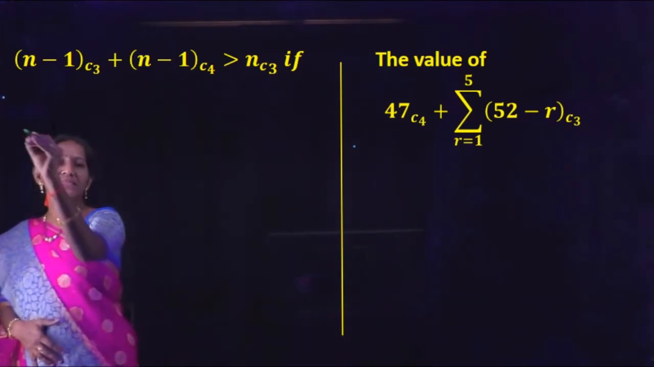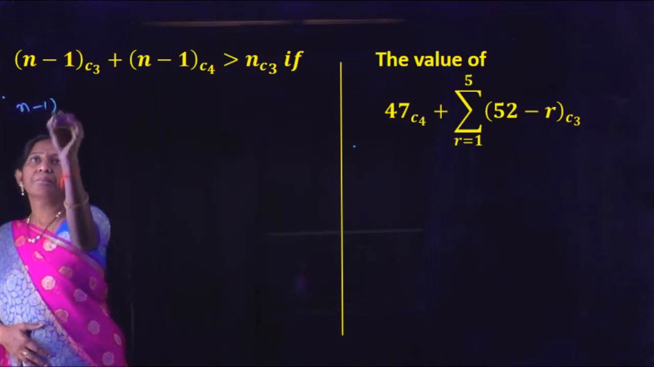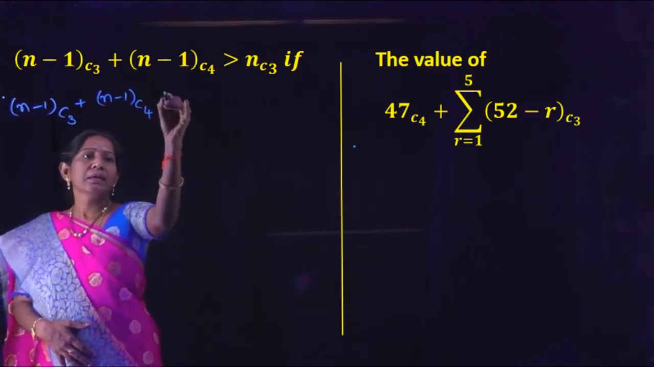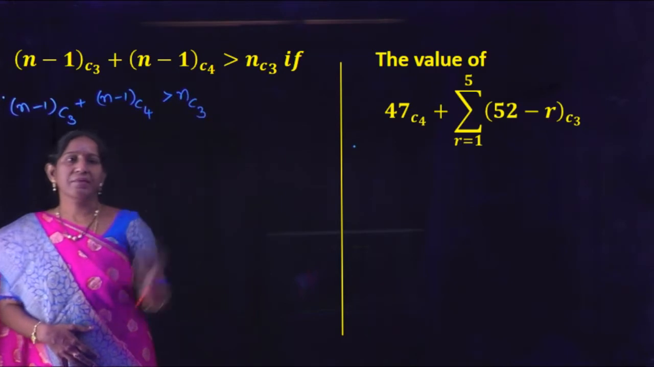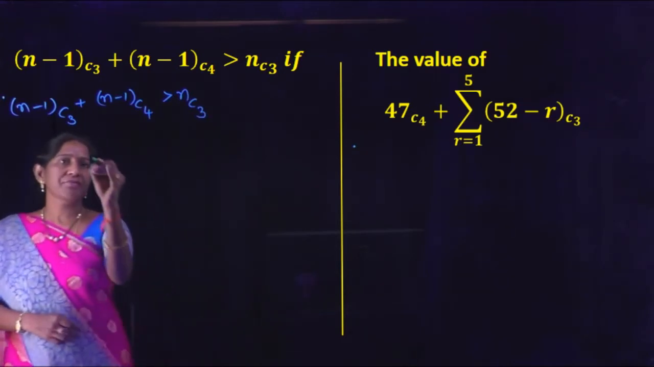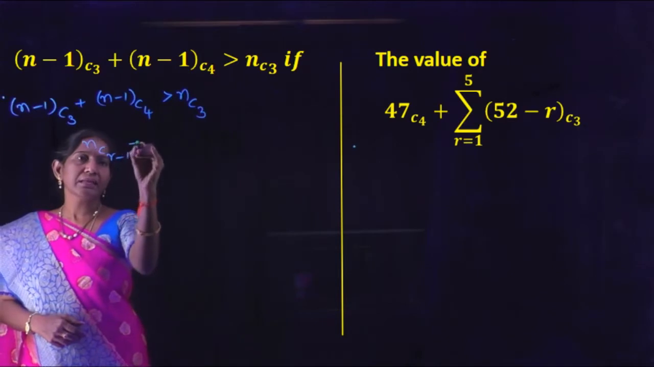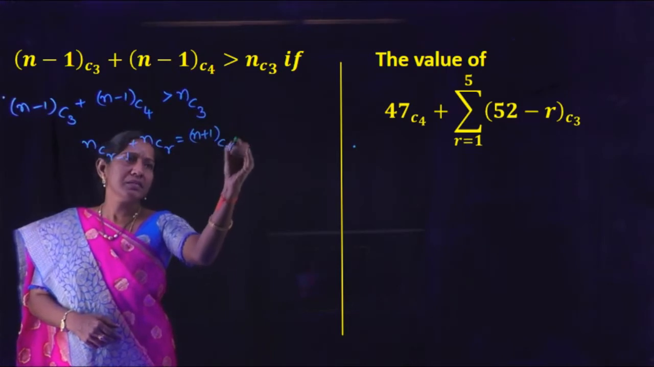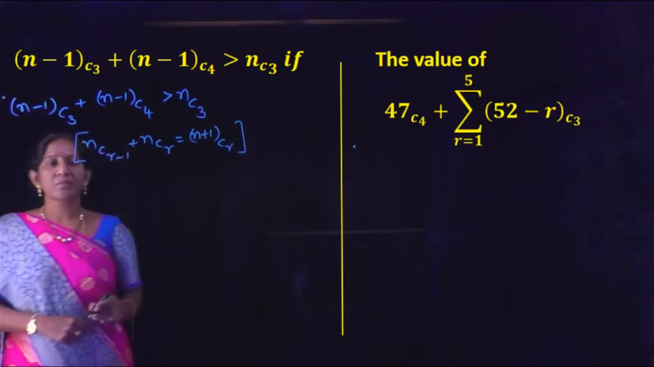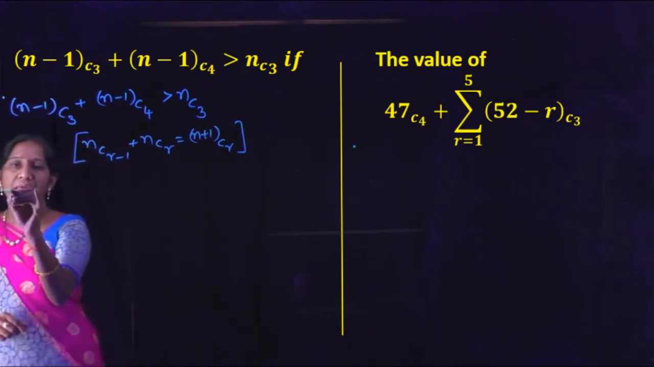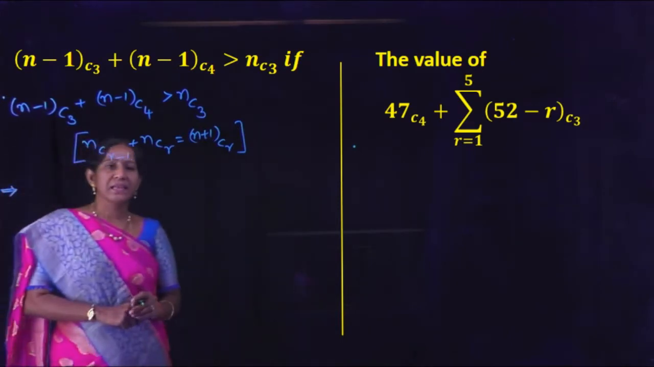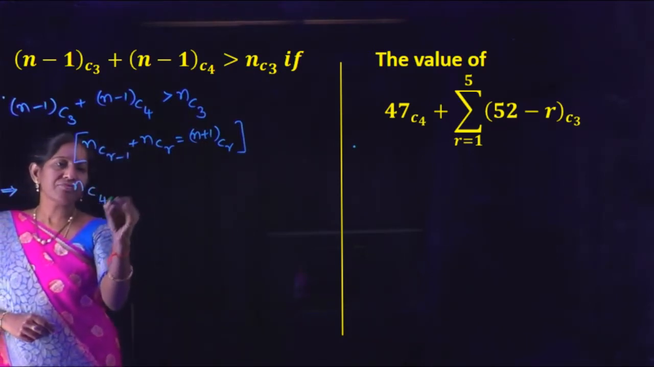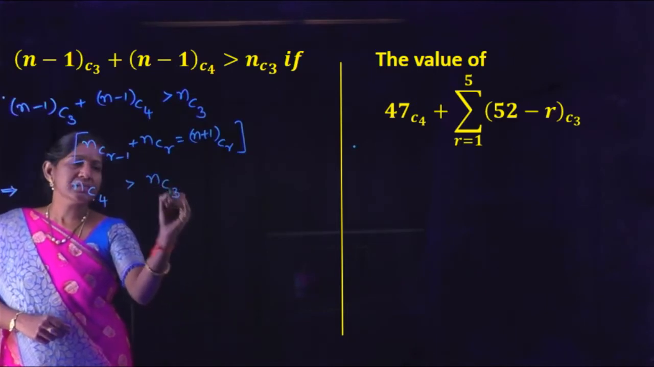n minus 1 C3 plus n minus 1 C4 is greater than nC3. The given form is of the form nCr minus 1 plus nCr, that is n plus 1 Cr. So by using this formula, we can do this problem. Then it is n minus 1 C3 plus n minus 1 C4. That value becomes nC4, which is greater than nC3.